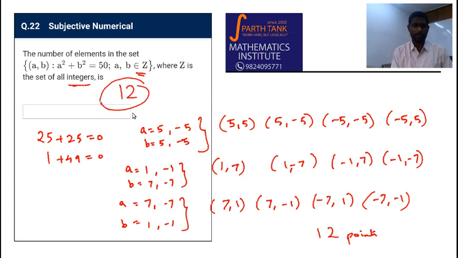Very simple. The problem is if you forget that these are ordered pairs, right? (a, b). So if you just think, okay, 7 and 1 and 5 and 5 and then only take the 8, you are making a mistake. Since they are ordered pairs, (7, 1) and (1, 7) are different from each other.